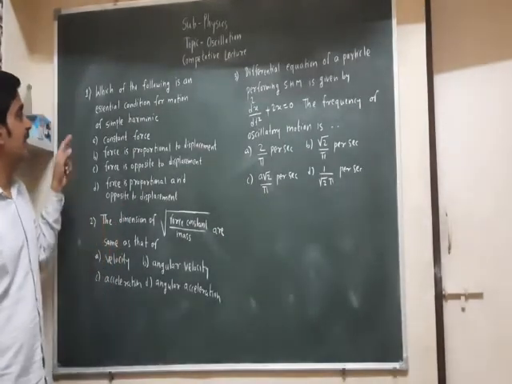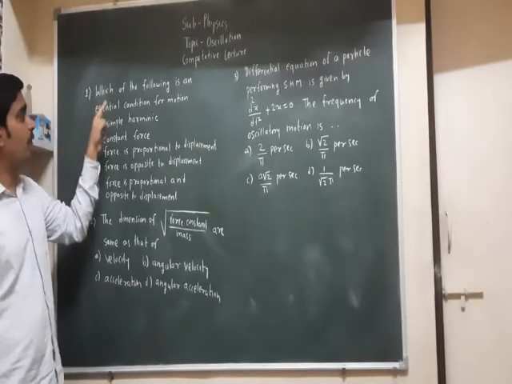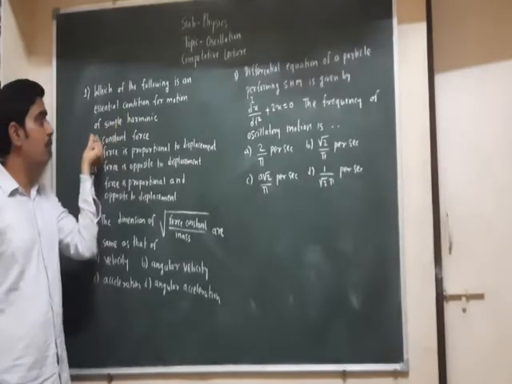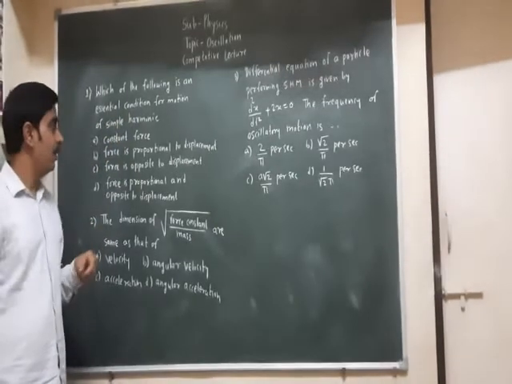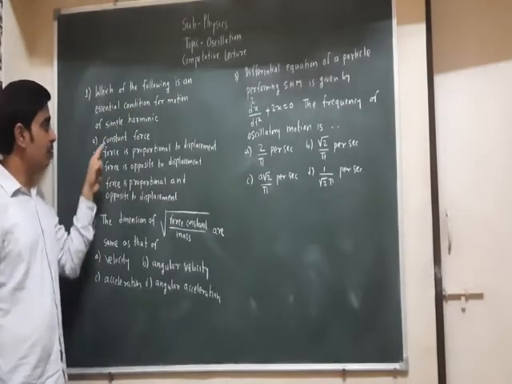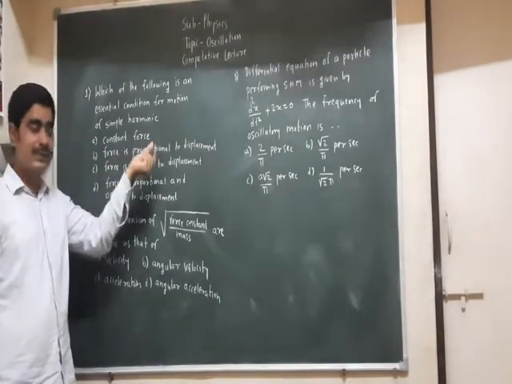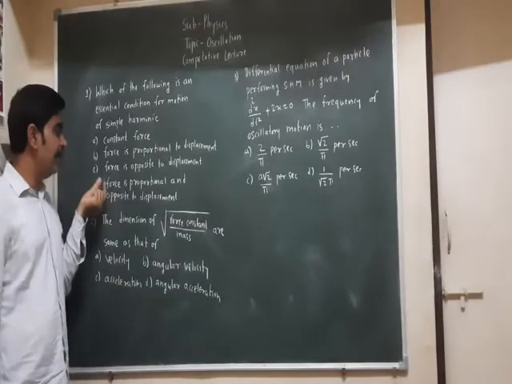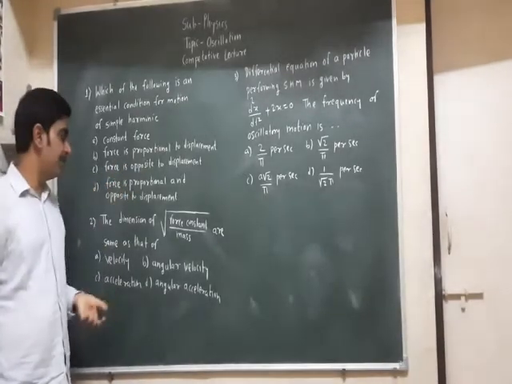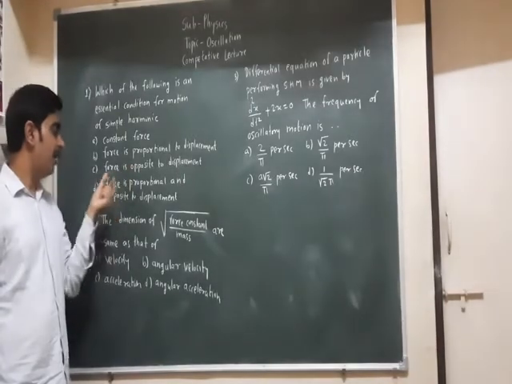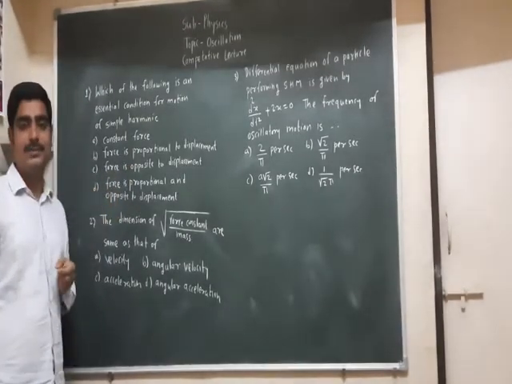The first question says, which of the following is an essential condition for simple harmonic motion? Option A, constant force. Option B, force is proportional to the displacement. Option C, force is opposite to the displacement. Option D, force is proportional and opposite to the displacement.